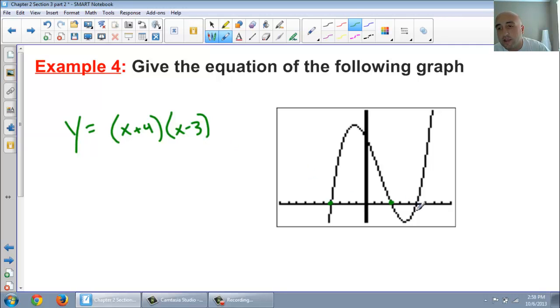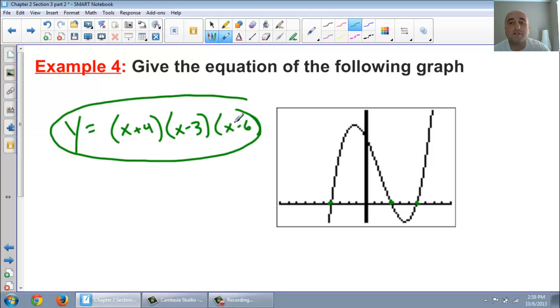And then finally we have a zero here. It's at 1, 2, 3, 4, 5, 6. So we have to put x minus 6. And now you could multiply all this out. It's really not necessary. Our equation is y equals x plus 4 times x minus 3 times x minus 6. So these are hopefully fairly easy for you.